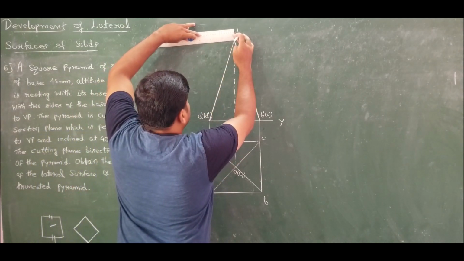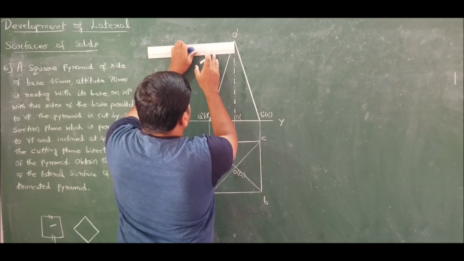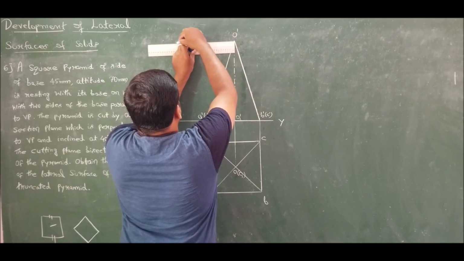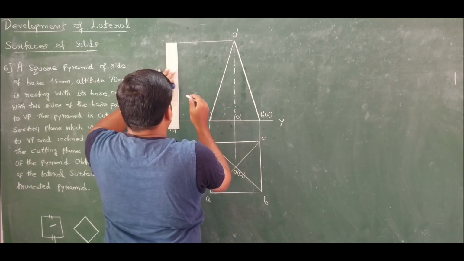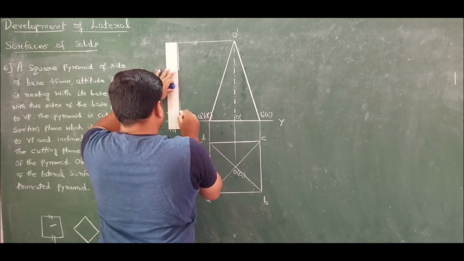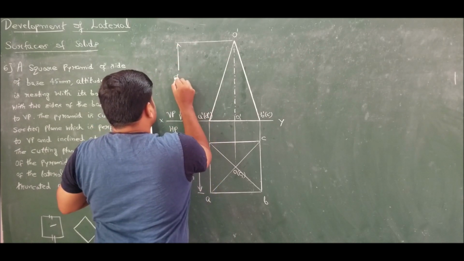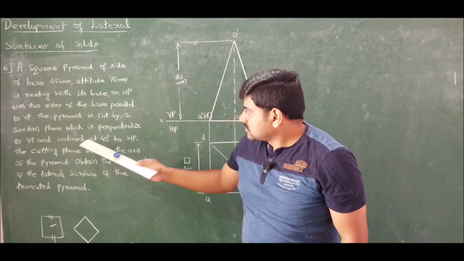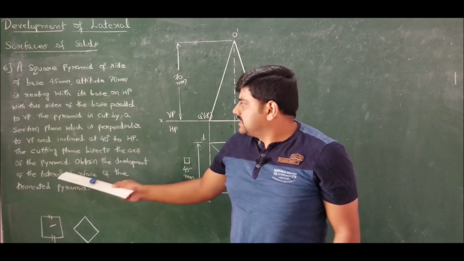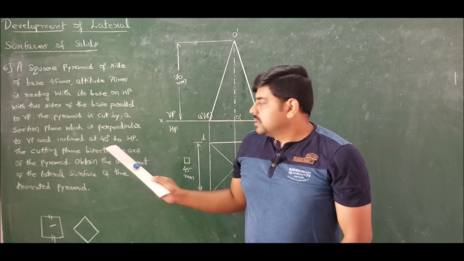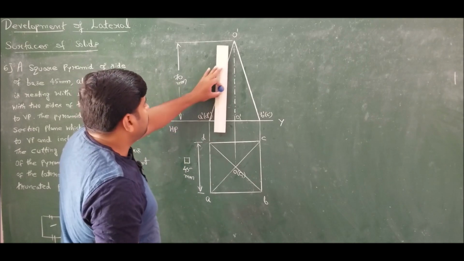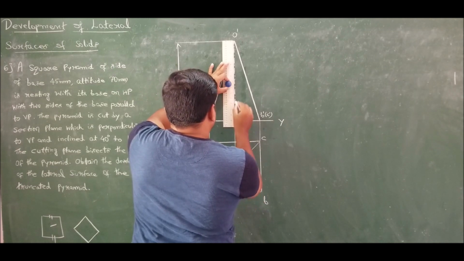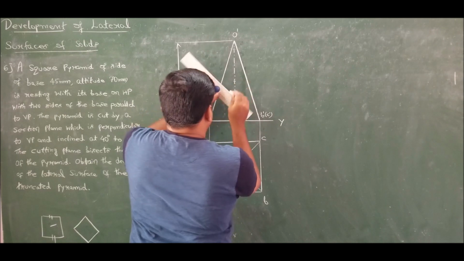The altitude is specified. Let me draw the altitude. What he has specified for us, the altitude is specified as 70 millimeters. This is the altitude specified, which is 70 mm. Now he states that the cutting plane bisects the axis, at an angle of 40 degree to the horizontal plane. Since it is bisecting the axis, let me mark 35 mm on the axis. That will be here.